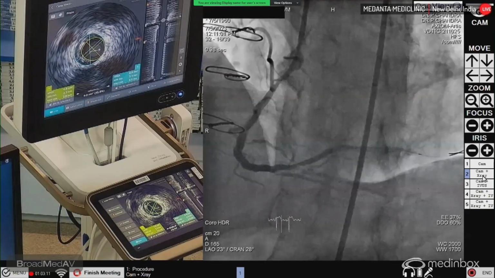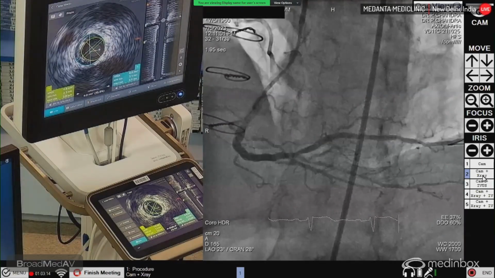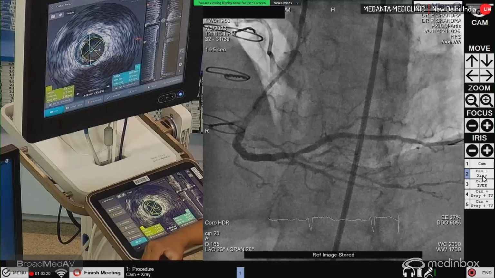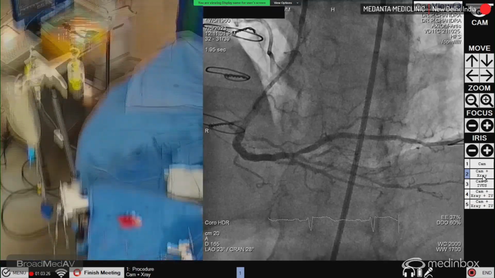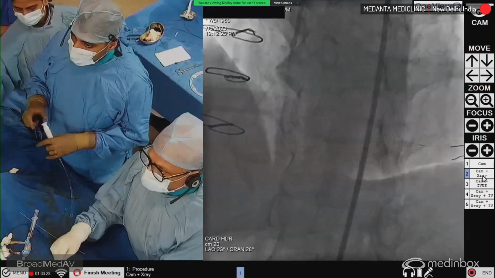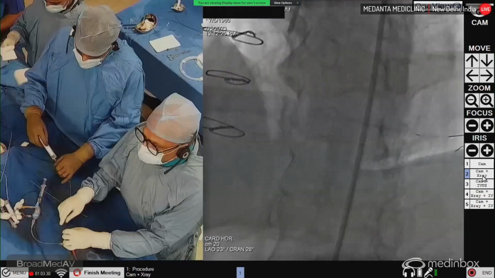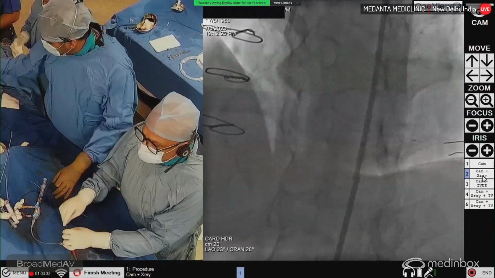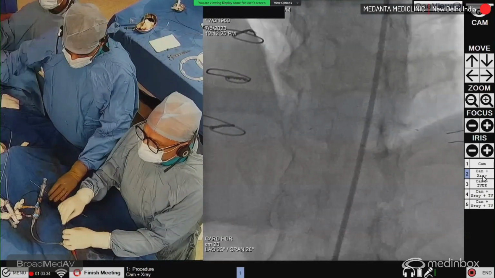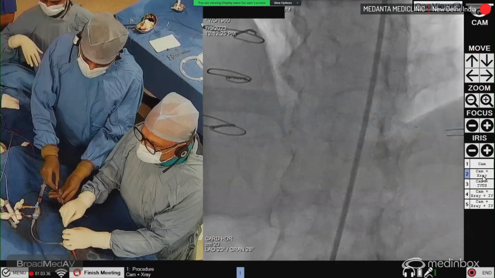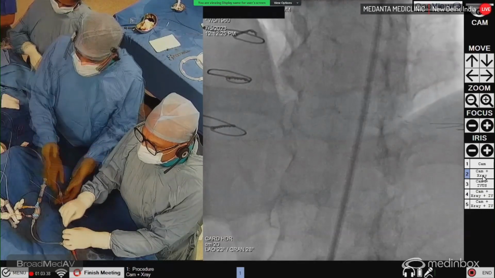And distally, I think we should do with a 2.5, or maybe with this only we can do it. And just inside the stent edge. Okay. So I'll use the same balloon for the dilatation of the proximal and the distal part of the stent. Distally, we'll go with the lesser pressures.